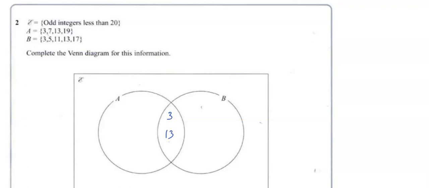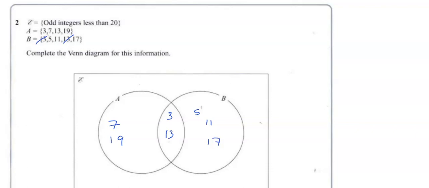Because A is the smaller group, it's easier to work with. So you've got 4 members there. 3 and 13 we've accounted for, and 7 and 19 are the only ones that go in there. In B, we got rid of the 7 and we got rid of the 13. So the only ones that go in there in B and not in A are 5, 11, and 17.